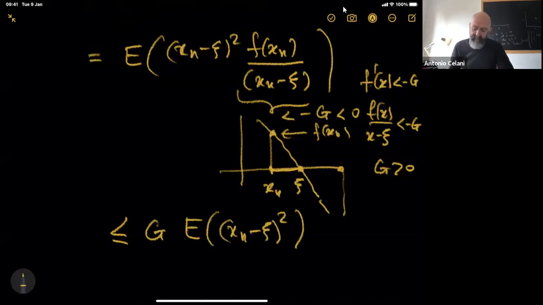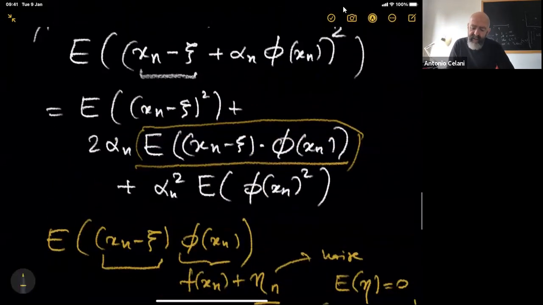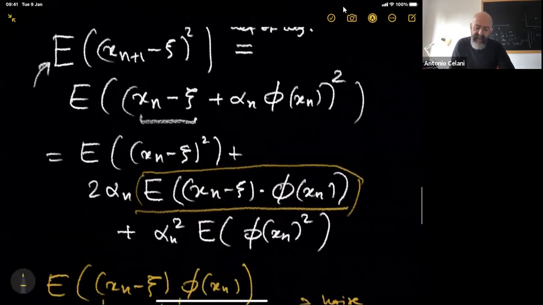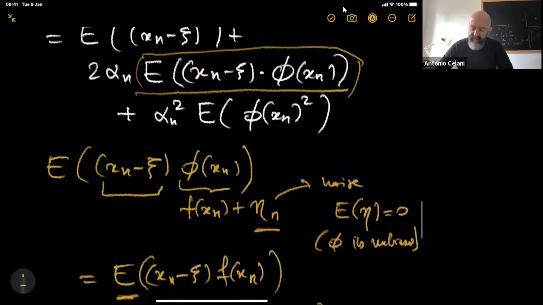Okay. So why did I want to do this? Well, because by this technique, I got rid of the phi, which is in the middle. I got back to something which is of the same kind as the first term. So I'm trying to boil everything down in terms of these mean square errors, so that I can have some recursion and use it to prove that these mean square errors are actually going to 0. I hope you are with me still.